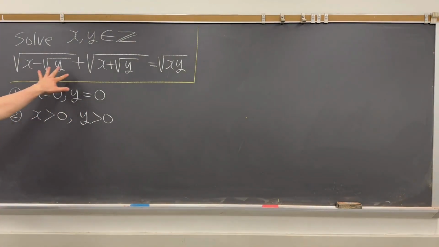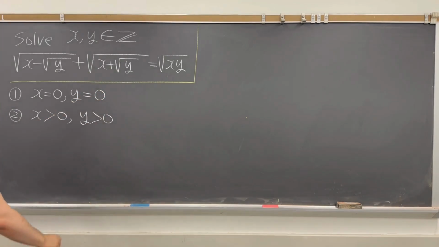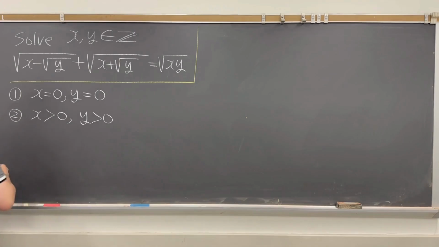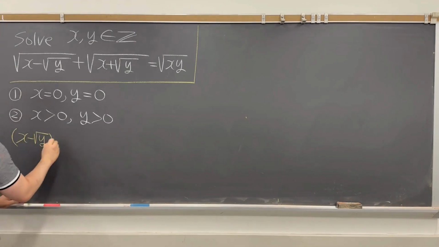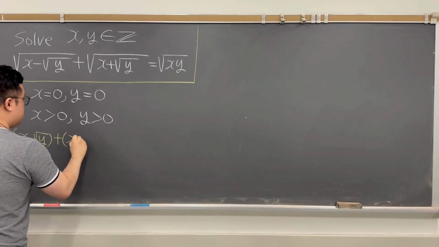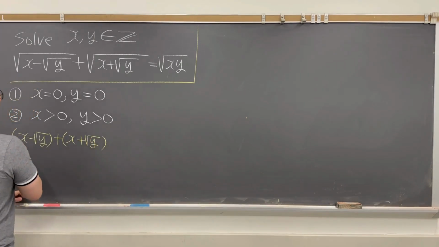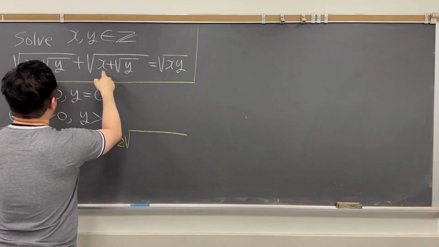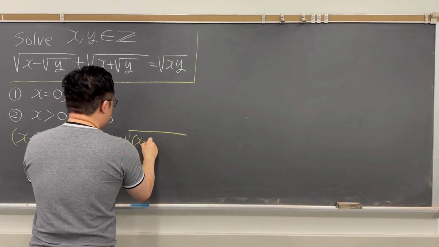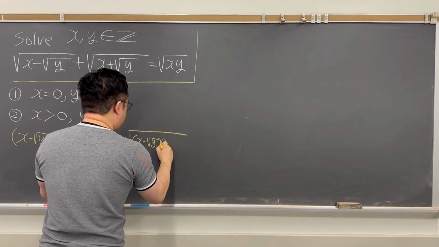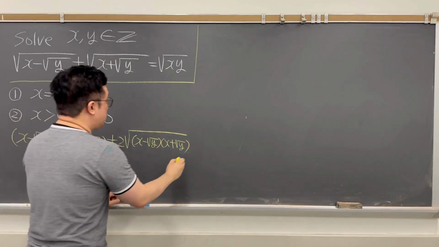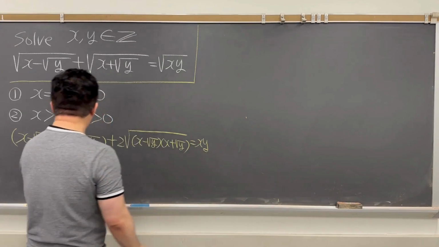Then we can square the left and the right-hand side of the equation, right? If you go ahead and do that, then we will have x minus square root of y, and then plus x plus square root of y, and then plus 2 times the square root of, now you're multiplying those two, right? x minus square root of y times x plus square root of y. That is just going to be equal to xy, right?